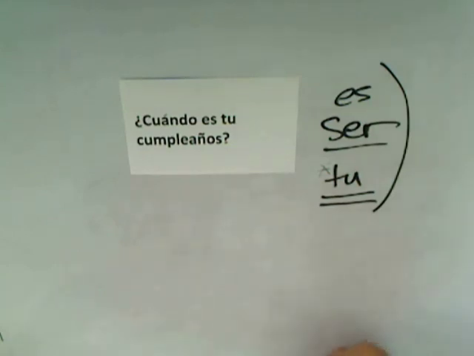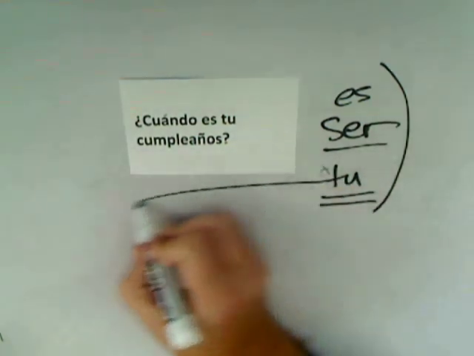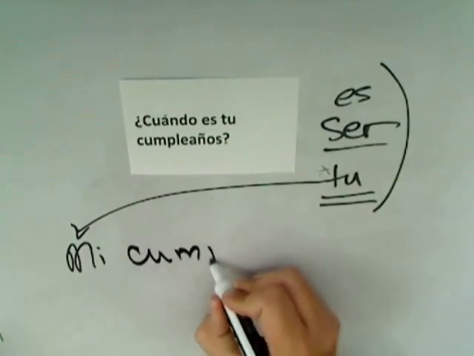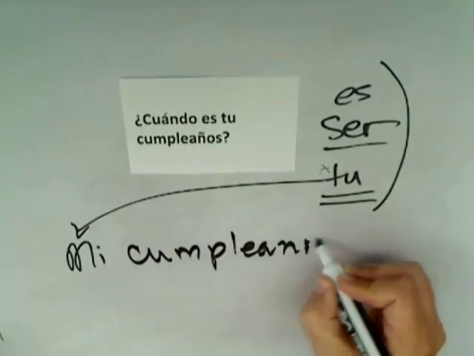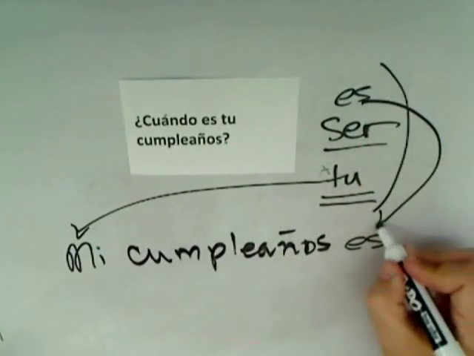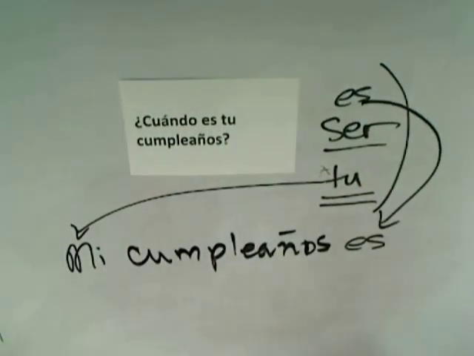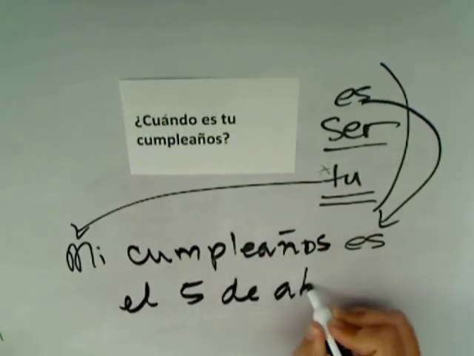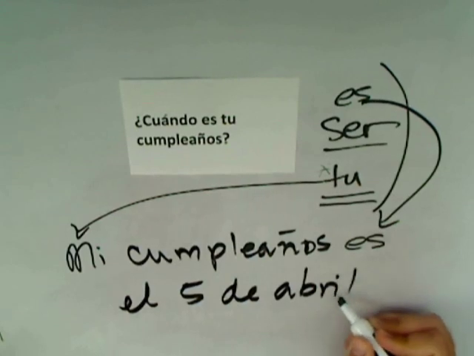All that stuff comes back in one form or another. ¿Cuándo es tu cumpleaños? So we're going to take this to my birthday, mi cumpleaños, recycle the word cumpleaños, es, that's where our form of the verb ser comes back, right? Mi cumpleaños es el 5 de abril. El 5 de abril.